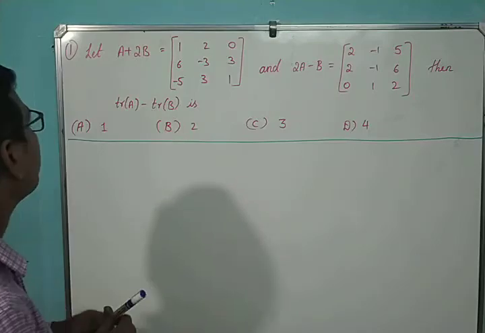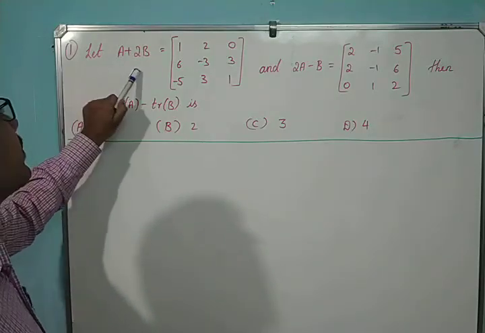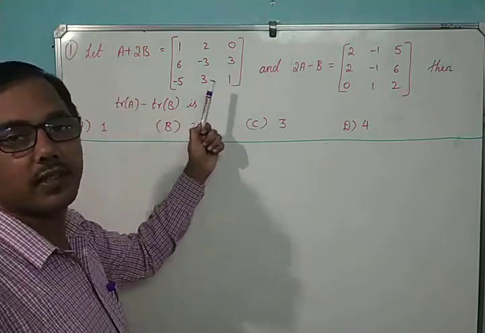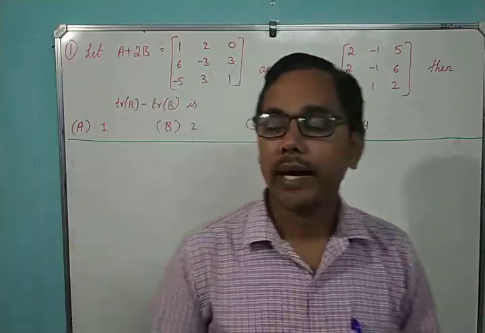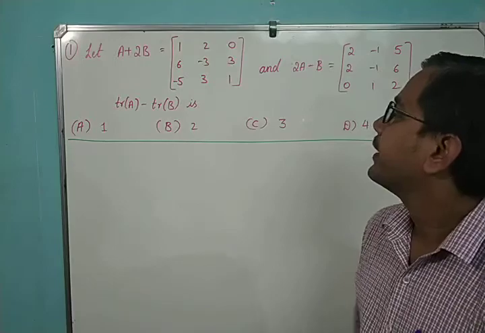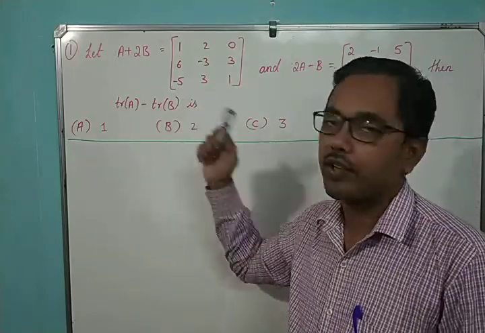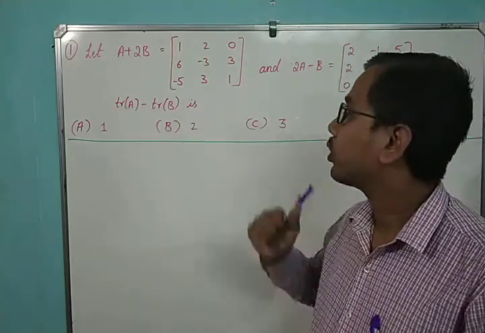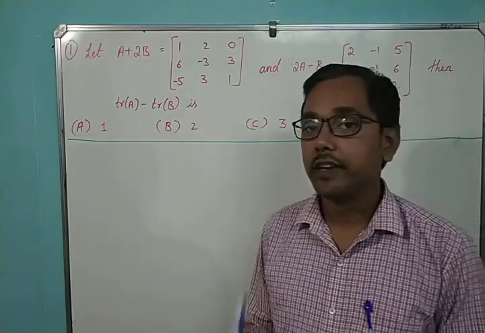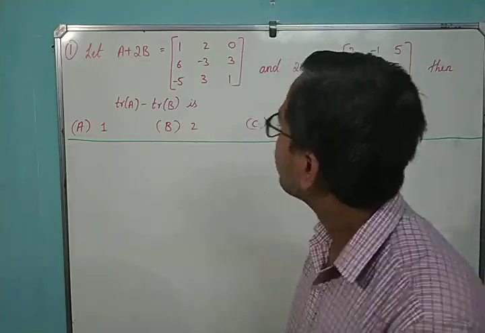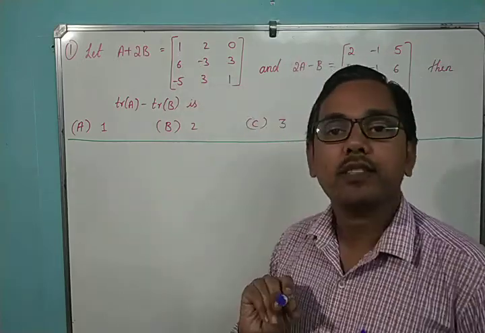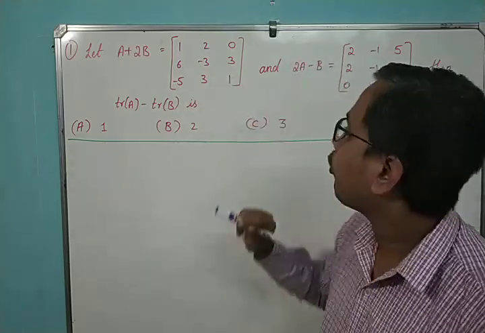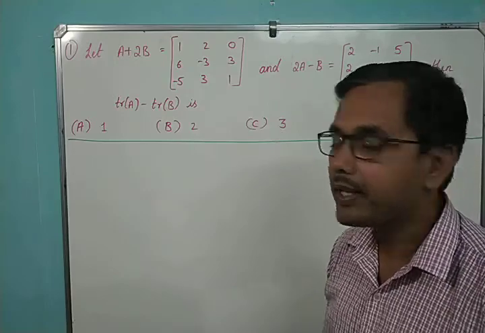Here they have given a particular matrix. Let A plus 2B be equal to this particular 3 cross 3 matrix, and 2A minus B is also a 3 cross 3 matrix. Now what we need to find? Trace of A minus trace of B, right? That is what we need to find here. What is trace? Trace is the sum of all the elements of the principal diagonal.